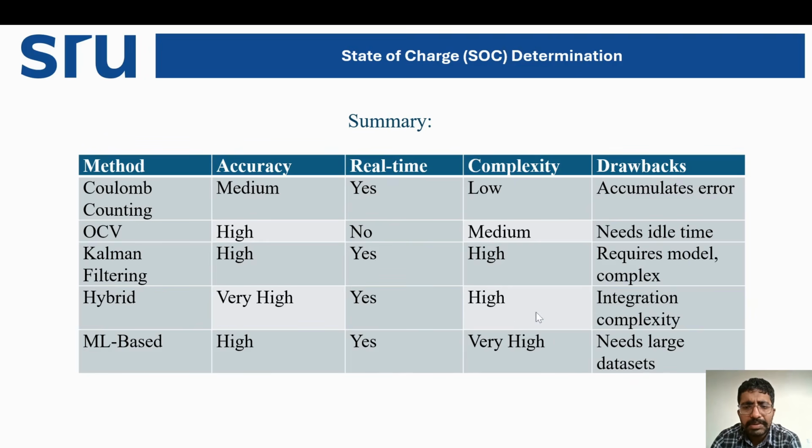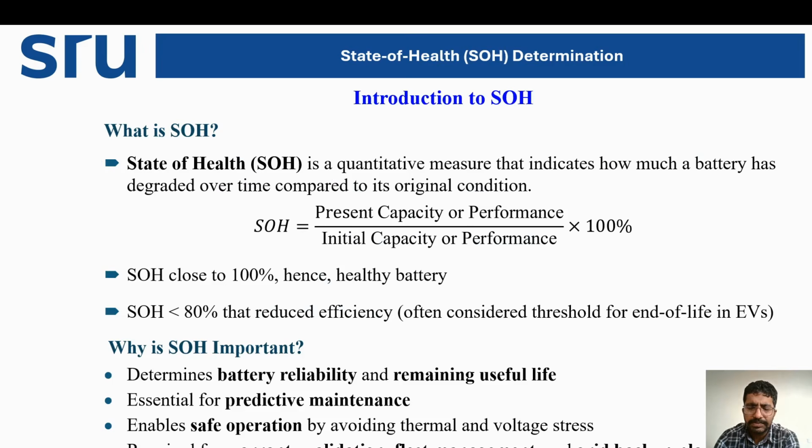Machine learning based: here accuracy will be higher, real time is also possible, but complexity will be higher because training of data is involved. The drawback is that it needs a large data set. So, as mentioned, all these different techniques are available for evaluating the estimation process of state of charge.